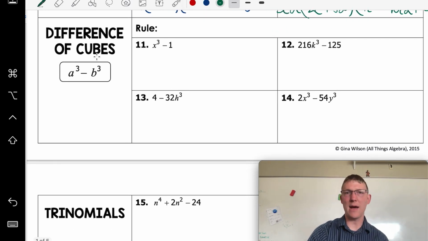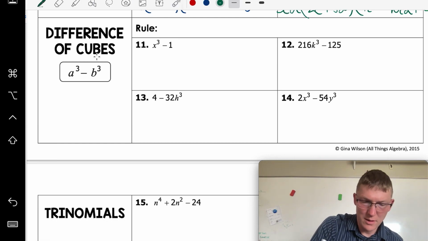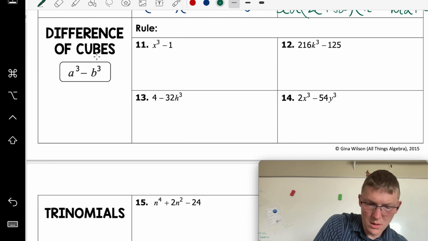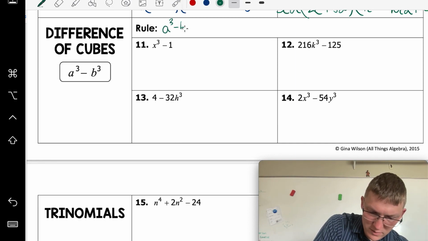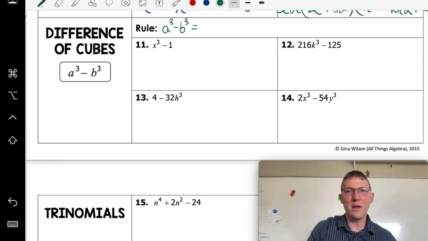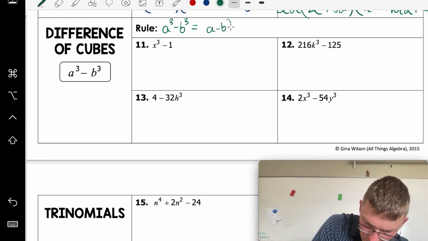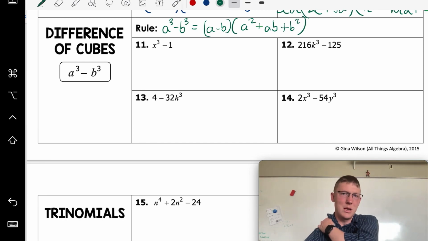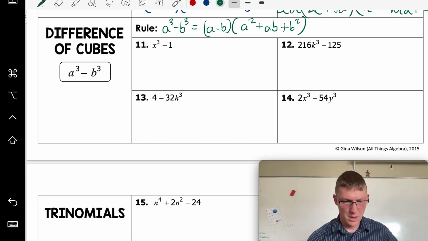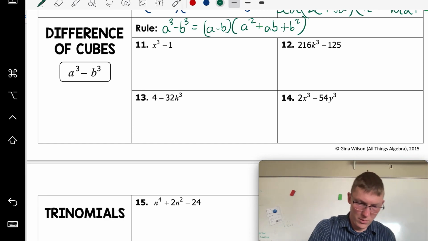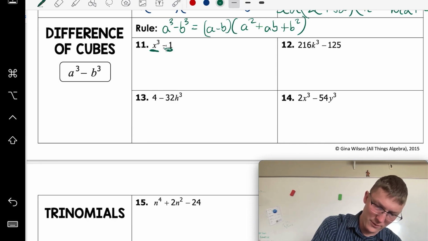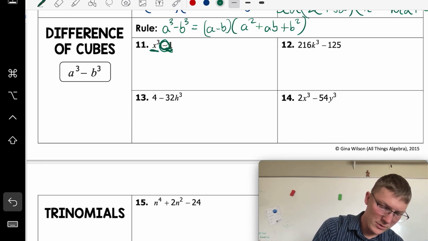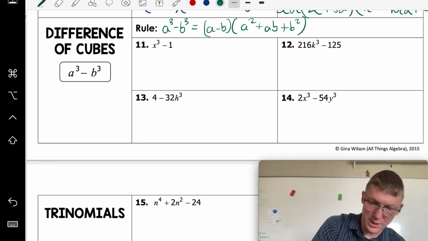So we have a rule where it says, let's see here, where are we at? A cubed minus b cubed, and that is going to equal a minus b, a squared plus ab plus b squared. So your signs change a little bit, but it's still going to look very similar. So it's going to work the exact same way. We see a perfect cube, we see a perfect cube, and this time it's a difference. So we have a rule for that. We're just going to plug and chug.